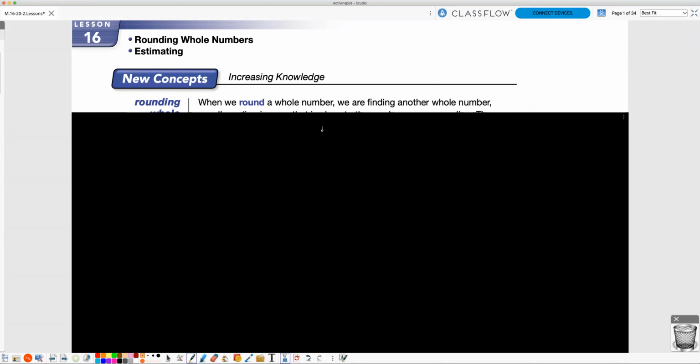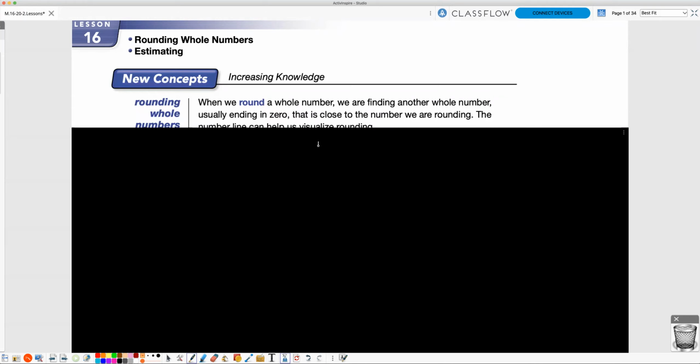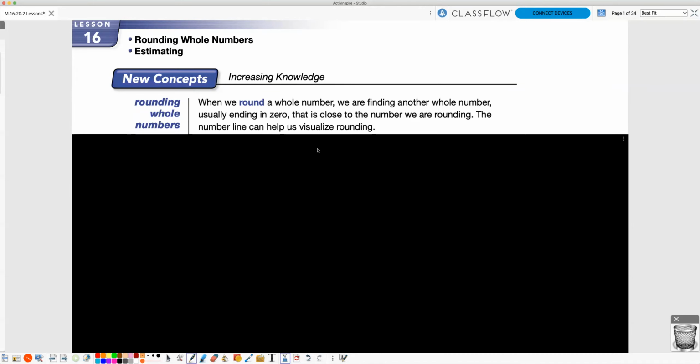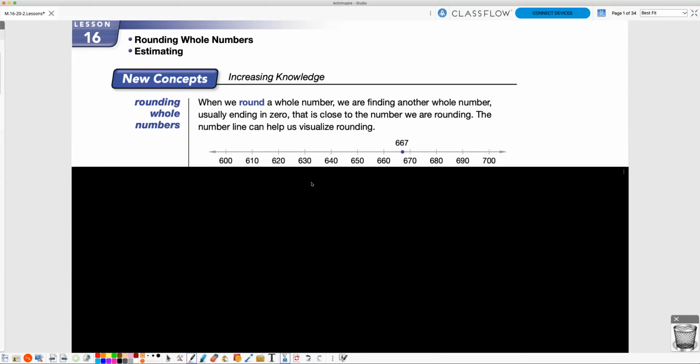When we round a whole number, we are finding another whole number, usually ending in 0, that is close to the number we are rounding. The number line can help us visualize rounding. So here we have a number line for 600 to 700, and it is in increments of 10. Here you have 667 on the number line.